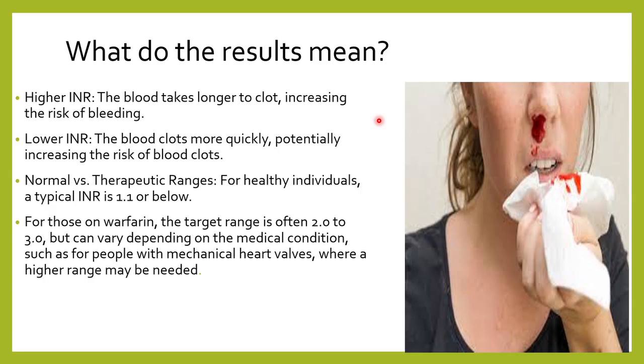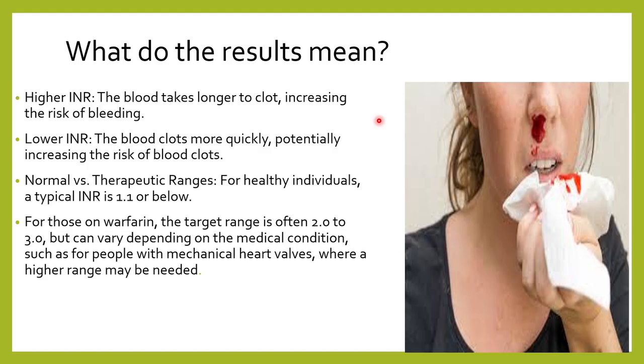What do the results mean? I have told you that if I say INR of 5, it means it is 5 times more than the normal clotting time. So if you are getting a higher INR, your blood is taking a longer time to clot. So you have a tendency of bleeding. There could be internal bleeding also, and that can endanger the life of the patient. If it is a lower INR, it says that the blood is clotting more quickly. That means the patient has more tendency of forming a clot. Okay, so that is the meaning of low INR.